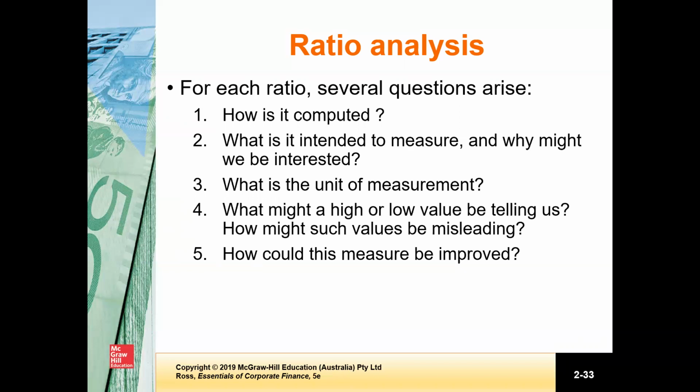And we see in this slide some questions that come to our mind when we discuss these ratios. First of all, how is it computed and what is it intended to measure? That means what does a ratio measure and why should we be looking at this ratio. What is the unit of measurement? In each ratio, there will be a numerator and a denominator, and there will be a resulting unit of measurement. And we will also be interested that once we calculate this ratio, whether a higher or lower ratio tells us some information or gives us some insights, and also whether these measures can be improved. Okay, so now we will try to cover these questions when we discuss individual ratios under different dimensions.